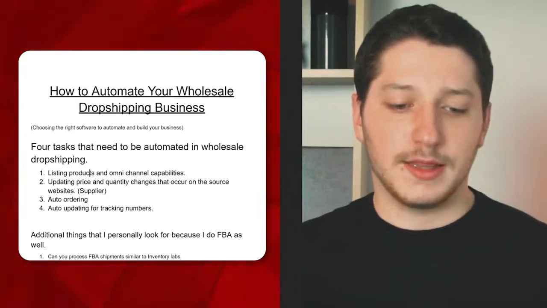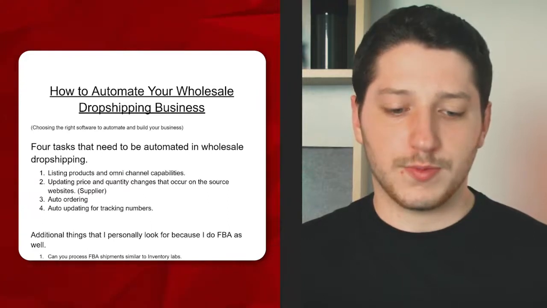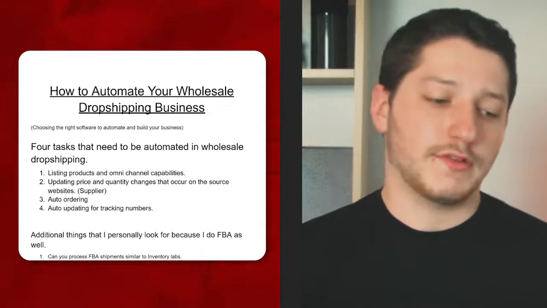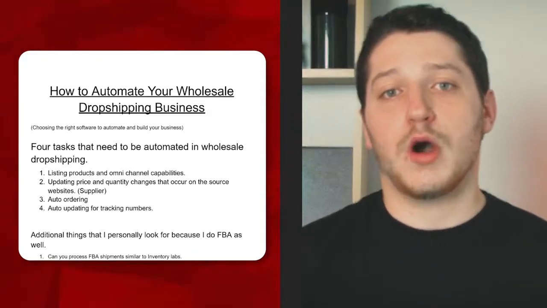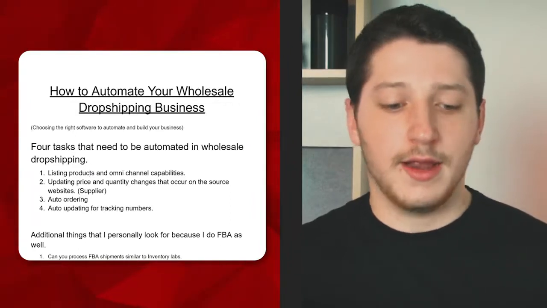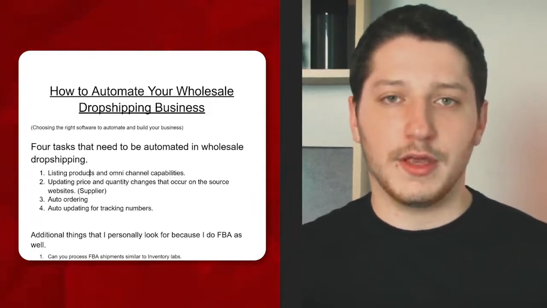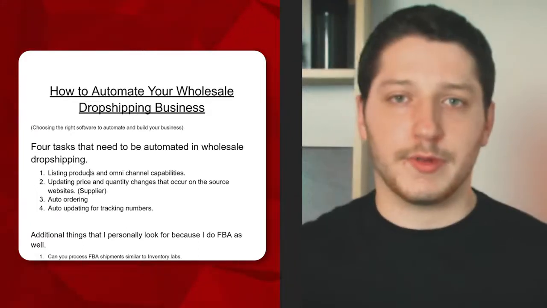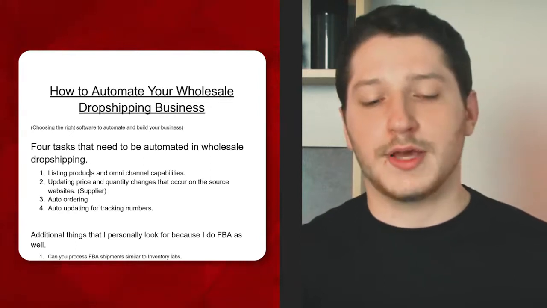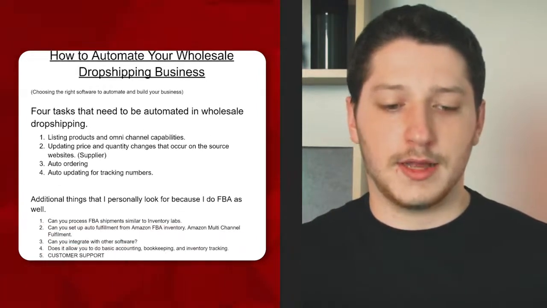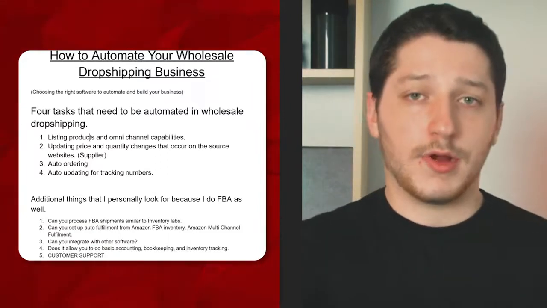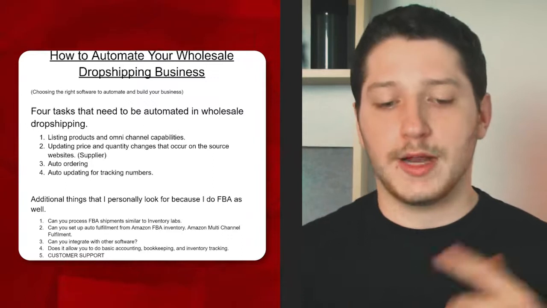The next one is updating the price and the quantity changes that occur on the source websites, i.e. your supplier's websites. So, self-explanatory: when the item goes out of stock or when the price changes, to be able to automatically update that information for the item on the marketplaces that you're selling it on. And then 3 and 4 are kind of the same thing, auto ordering. So taking the information from the customer and the item, sending that to your supplier, and then whenever you receive a tracking number, uploading that tracking number to the marketplace and then completing that order. Those were the 4 tasks that I needed it to do, basically from the listing process to the ordering process, to automate all of that.